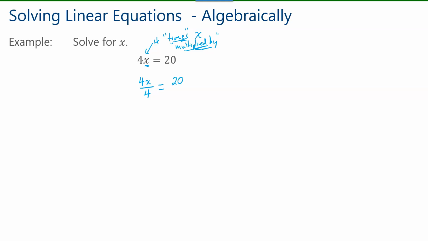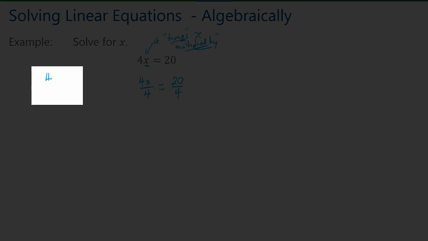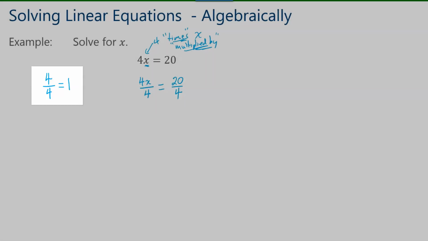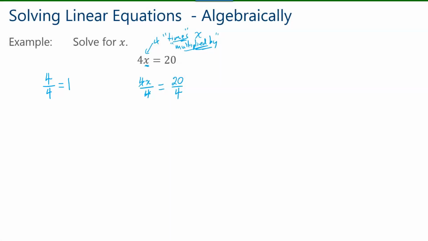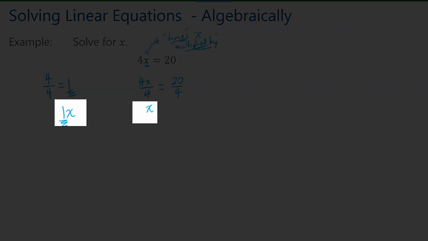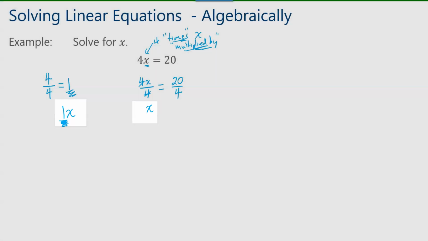And whatever I do to one side, I have to do to the other. So on the right-hand side, we get 20 divided by 4. If you think about this now, 4 divided by 4, anything divided by itself is 1. That just gives us the 1 out in front of the x. And we don't make it a practice of writing down that 1 in front of our variable. It's understood to be there. So we just get an x. It's isolated. It's by itself.